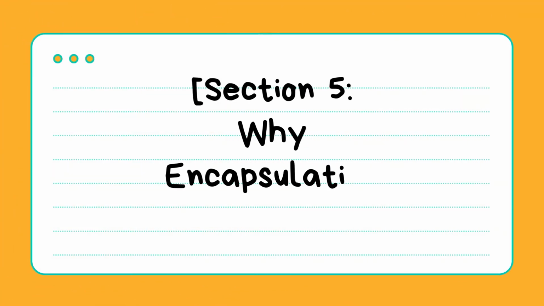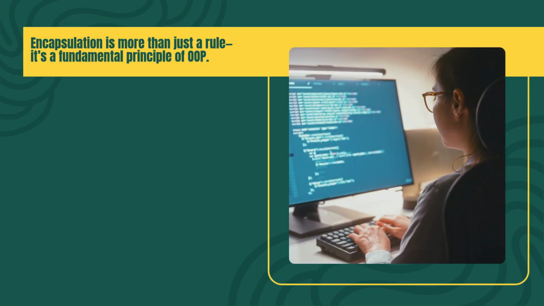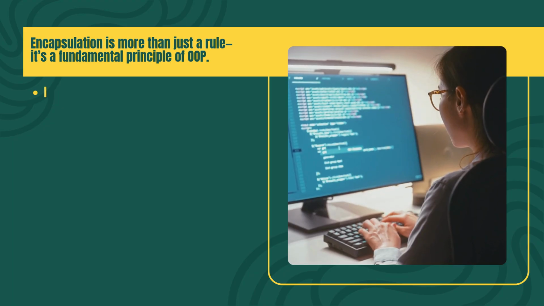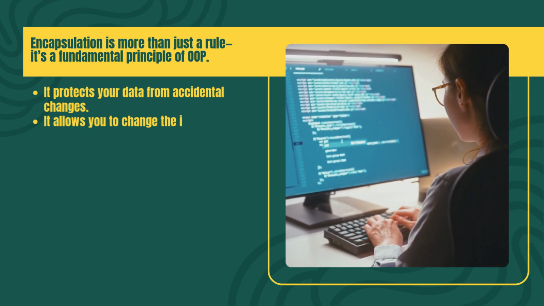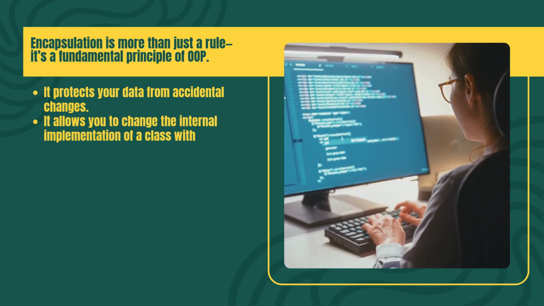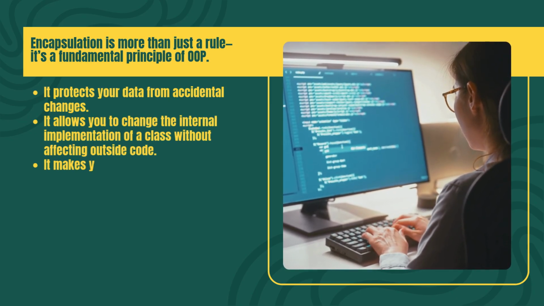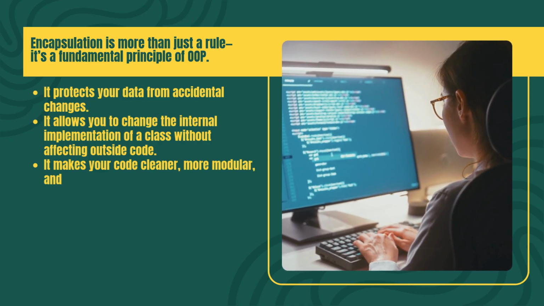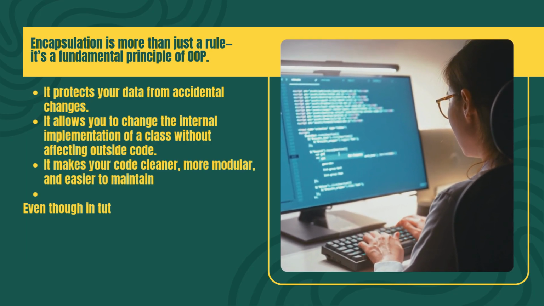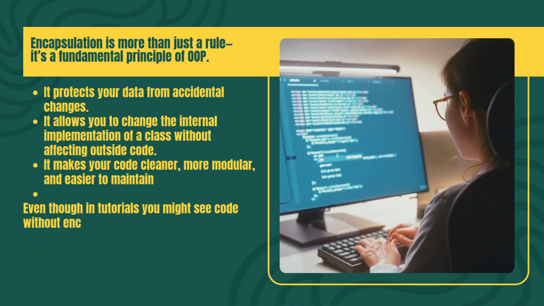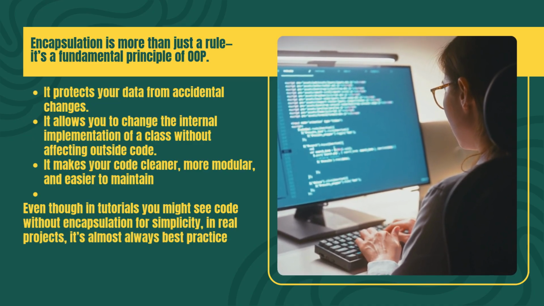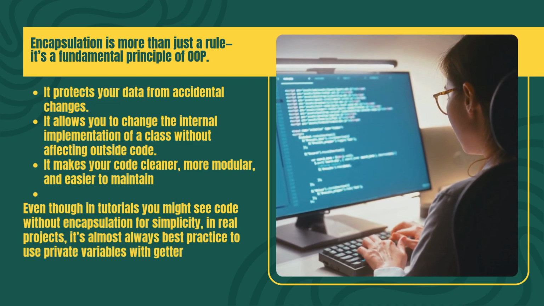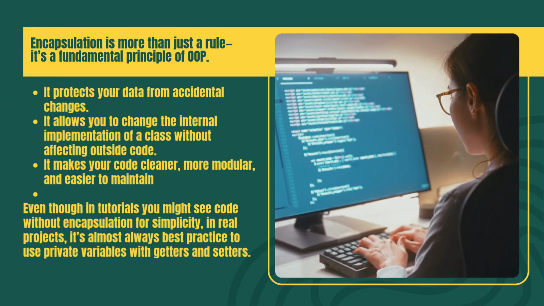Section 5. Why encapsulation matters. Encapsulation is more than just a rule, it's a fundamental principle of OOP. It protects your data from accidental changes. It allows you to change the internal implementation of a class without affecting outside code. It makes your code cleaner, more modular, and easier to maintain. Even though in tutorials you might see code without encapsulation for simplicity, in real projects, it's almost always best practice to use private variables with getters and setters.